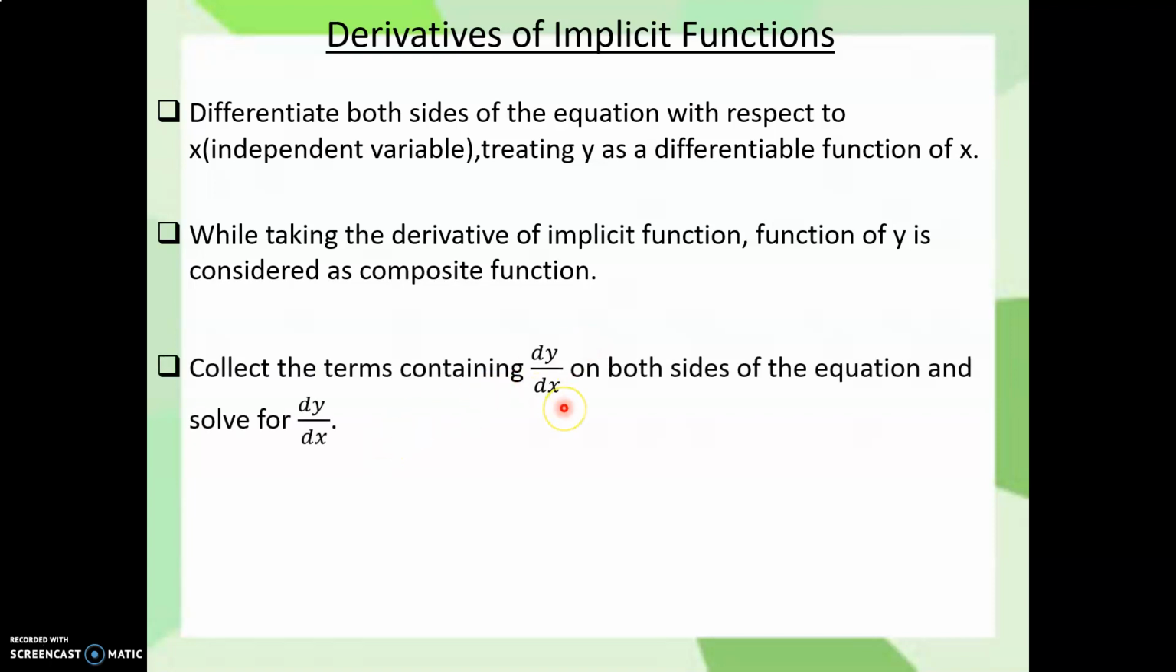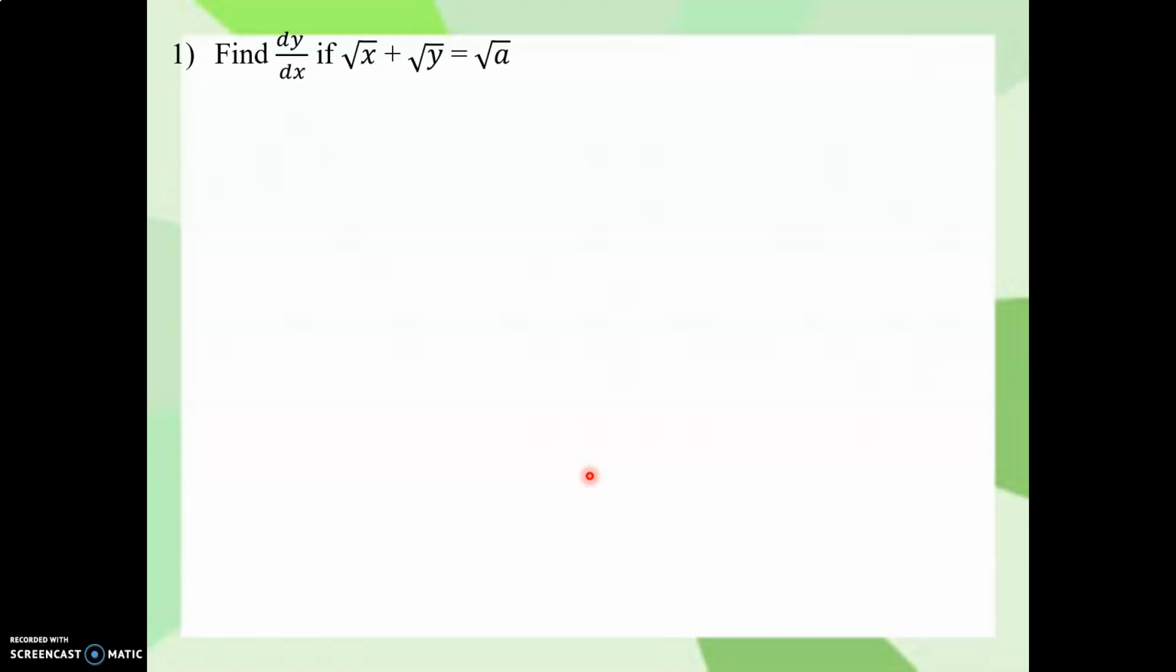Collect the terms containing dy upon dx on both sides of the equation and solve for dy upon dx. While solving, if you are taking the derivative on both sides of the equation, sometimes the right hand side becomes 0, sometimes it becomes a combination of x and y. So dy upon dx you have to get on both sides. So at that time you will collect the dy upon dx terms to one side of the equation. So that we can understand by this question.